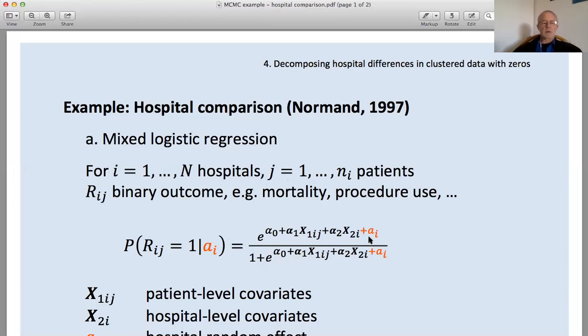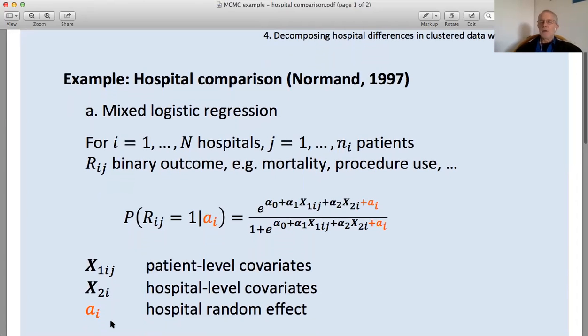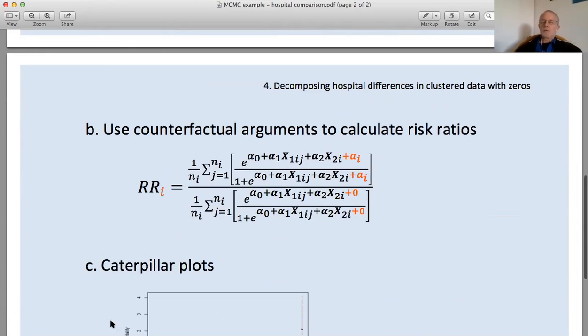We fit this model. You've got patient covariates with subscripts IJ, hospital covariates with subscripts I. Nothing new with any of those. Okay, random hospital effect. You could fit this in SAS, GLIMMIX easily, or NLMIXED, no problem. The problem is, when you come to report the results, it's really not very useful to say, well, the log odds of some hospital is something. That doesn't really tell you much.